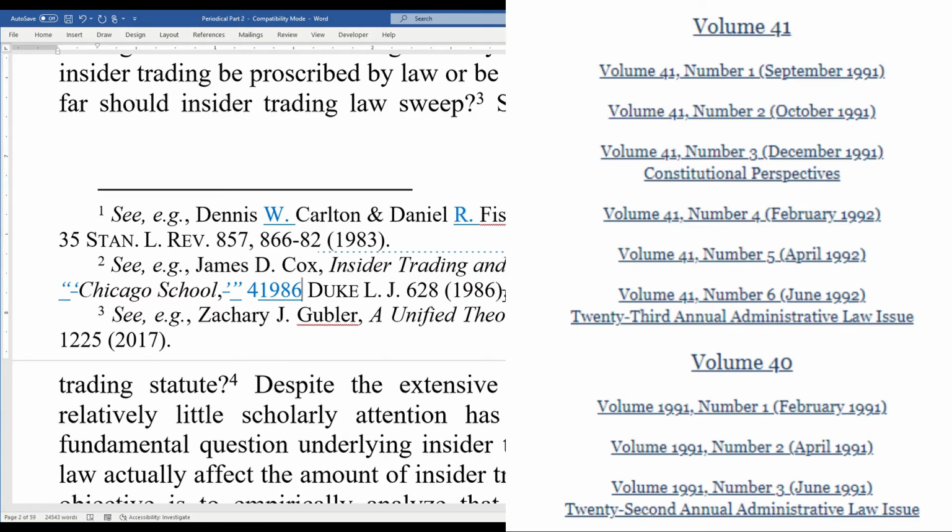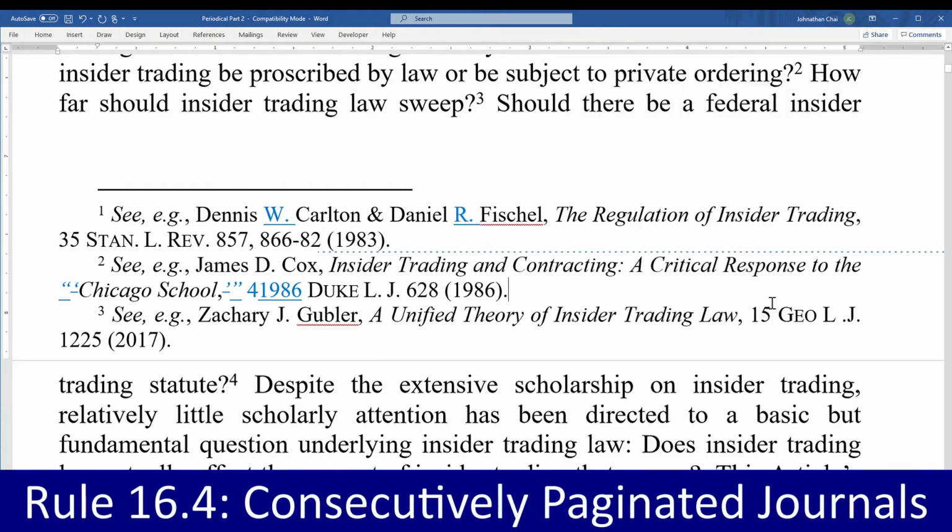According to their website, Duke Law Journal used the publication year as the volume number until 1991, and then switched to different volume numbers. Based on Bluebook Rule 16.4, the parenthetical reference to the publication year should be omitted when the periodical volume number is the same as the year.